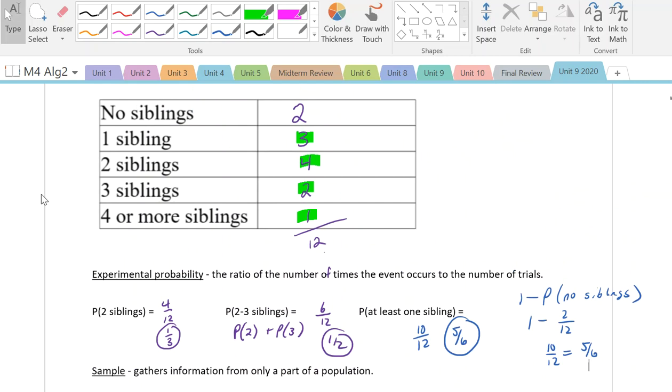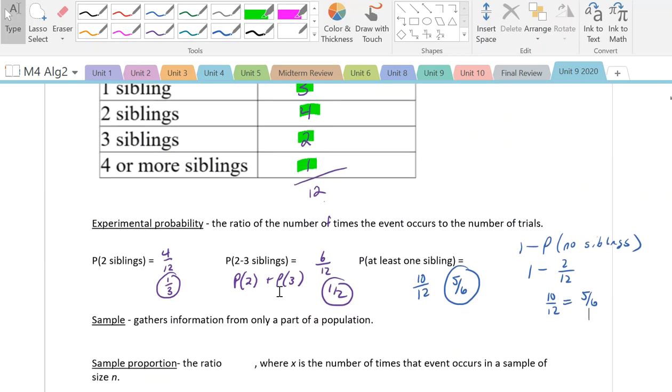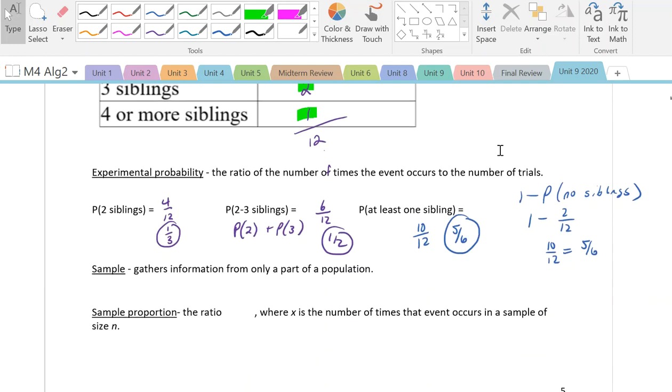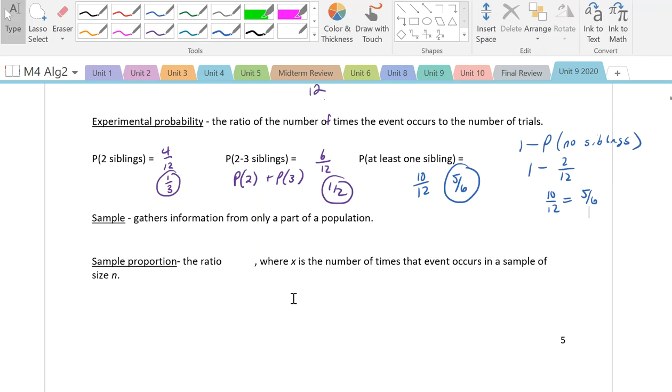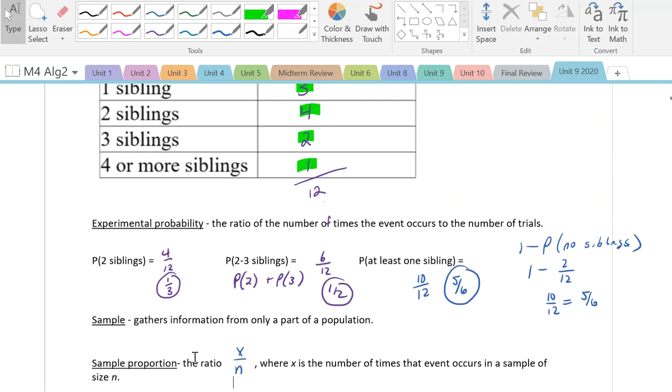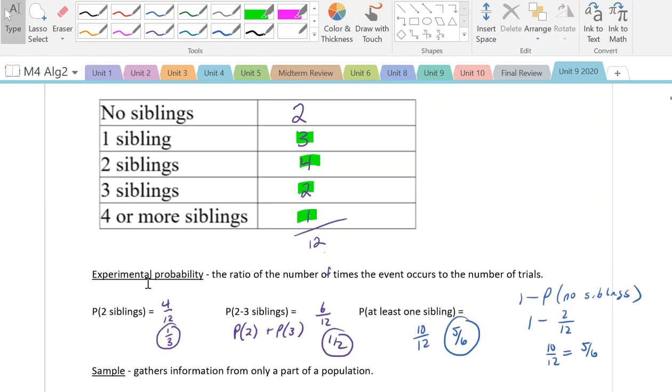So in this particular survey, I took a sample, which is gathering information from only part of a population, right? Because these 12 people that I surveyed obviously are not our entire class, they're not the entire school, they're not the entire country, they're just a small piece, a small subset. And these sample proportions, they're the ratio of x over n, where x is the number of times that event occurs in a sample size of n. So how many times, and again, it ties right into this experimental probability. Probability of 2 siblings was 4 people had 2 siblings out of the 12 for the whole sample space.